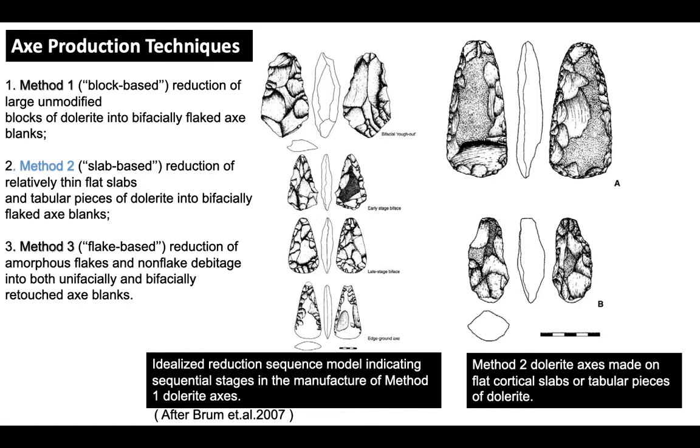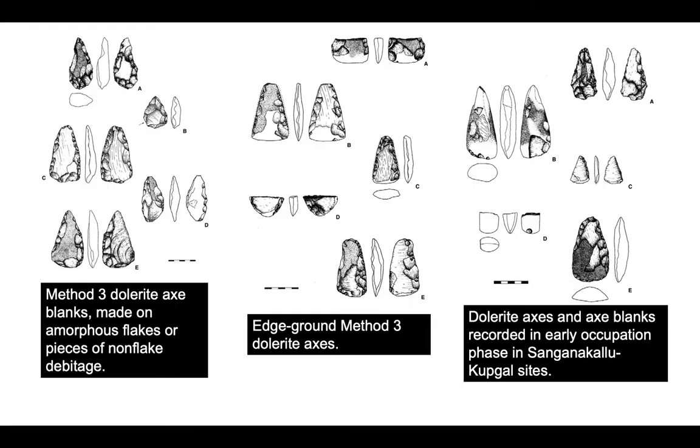And then the third method is flake based. They make the axes from an amorphous flake, or from debitage, or any non-flake piece that may not have any bulb in that area, and then they turn it into a bifacially retouched axe blank, and finally they polish or grind it. So this is about Neolithic axe production in the case of the Sangankallu, Kupgal or Hireguda site.